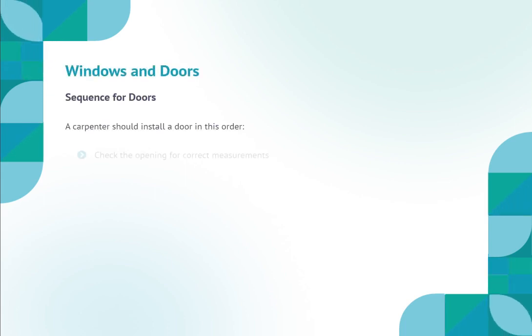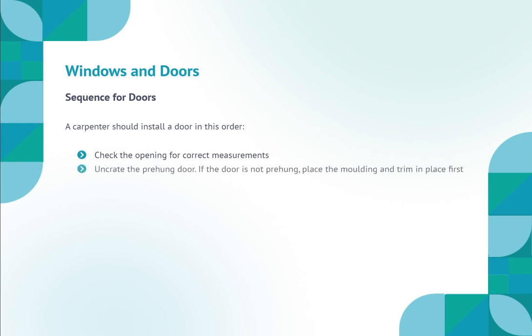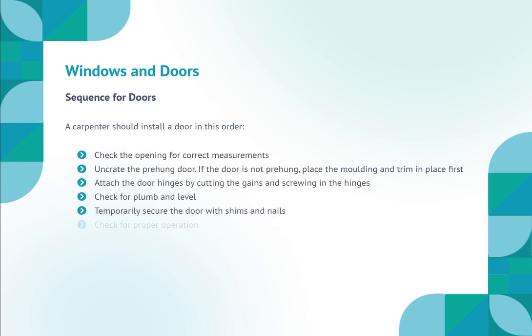Sequence for doors. A carpenter should install a door in this order. Check the opening for correct measurements. Uncrate the pre-hung door. If the door is not pre-hung, place the molding and trim in place first. Attach the door hinges by cutting the gains and screwing in the hinges. Check for plumb and level. Temporarily secure the door with shims and nails. Check for proper operation. Secure the door permanently. Install the lock and its associated hardware.